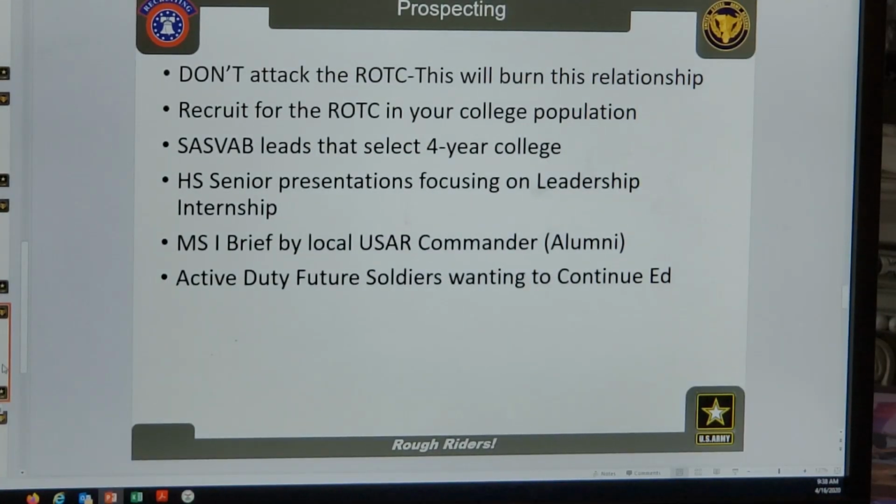All right, all fine and good, but if I don't know how to find these people, it does not matter. So how do we prospect for them? First and foremost, do not attack the ROTC. You will burn this relationship. Do not walk into that ROTC and first thing out of your mouth say, I'm here for the SMP contracts. They will boot you out, and they should.